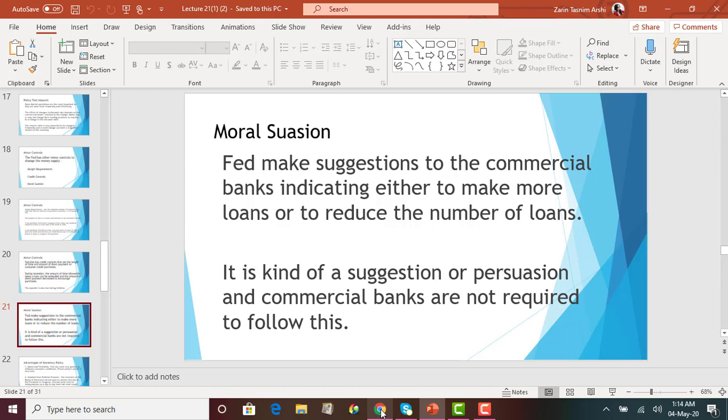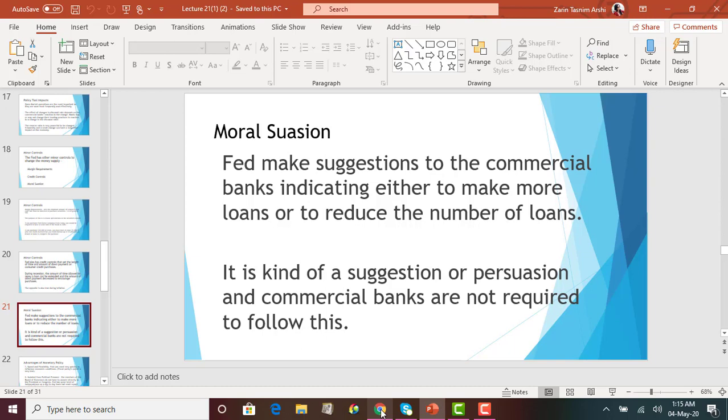Again, it is indirect. What it means is, basically Fed makes some suggestions that right now banks should make more loans, or right now banks should not make too much loans. They should limit the number of loans. So the Fed is kind of like a guru to the banks, right? So as a guru, they are giving advice, or they're giving suggestions that you guys should loan out now, or you guys should not loan out now. So that is moral suasion. It's a kind of suggestion, persuasion. It is not required or mandated for the banks to follow, but it's like a guidance to them.